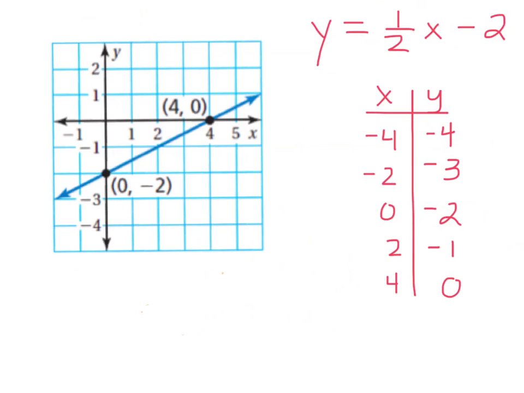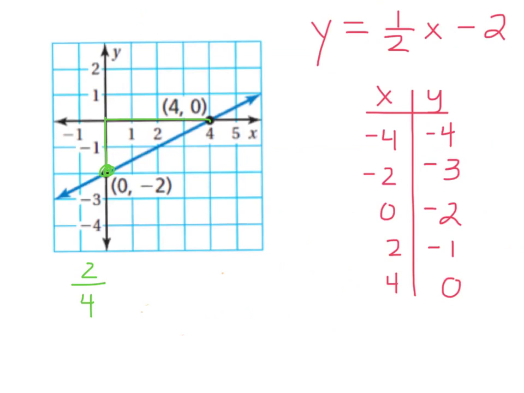So let's take a look at another one. And again, I already graphed this one. So if we take a look at it, it's y equals 1/2 x minus 2. I made a table of points. I graphed some of it. Okay, first thing I want you to do is let's see if we can find the slope of this line. So I'm going to see how much I go up. I go up 2. All right, and then I went over 1, 2, 3, 4. So 2 over 4.